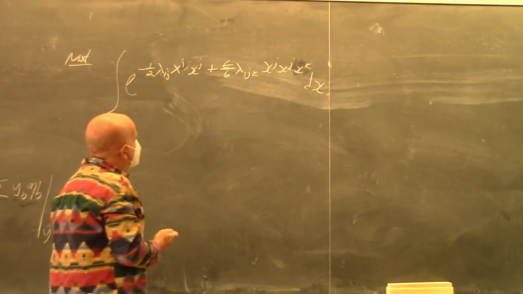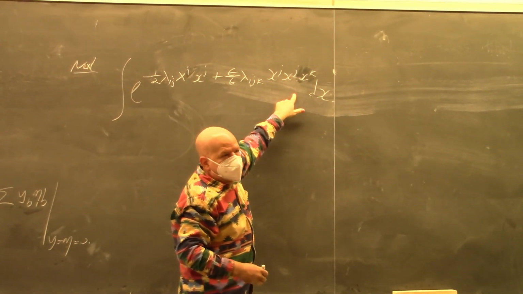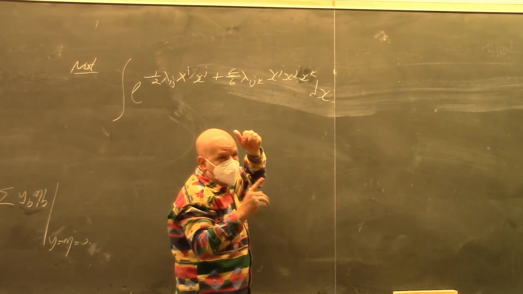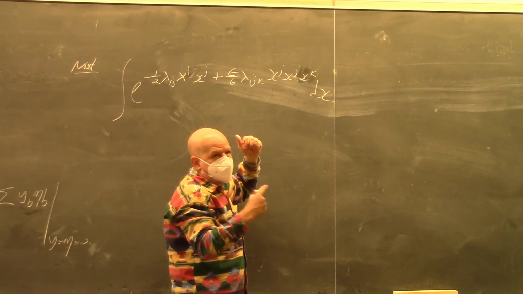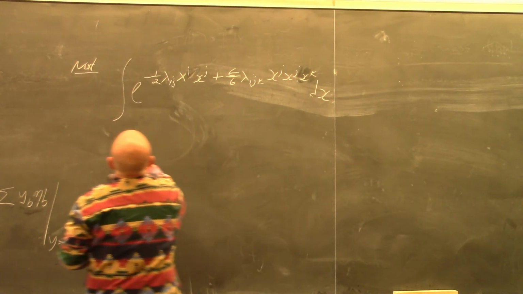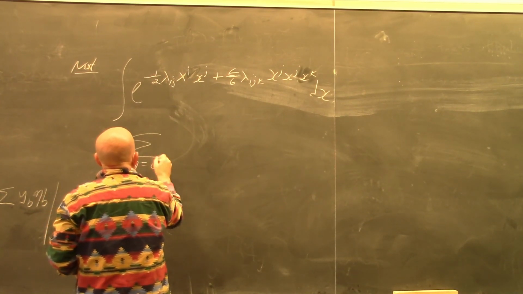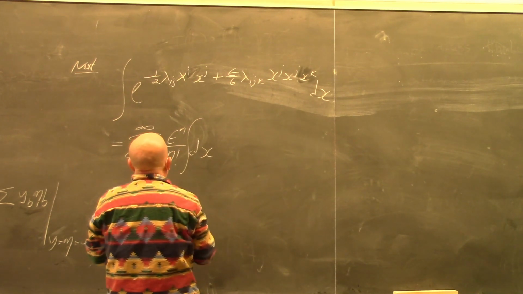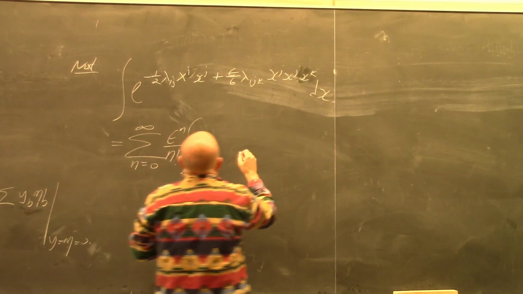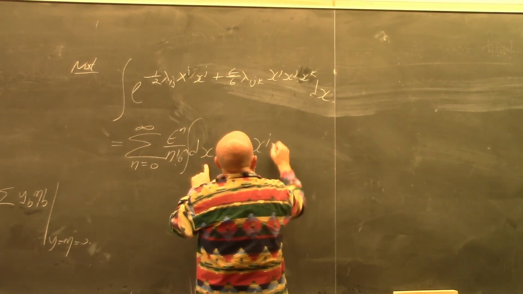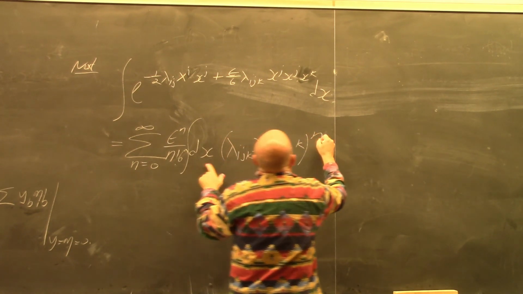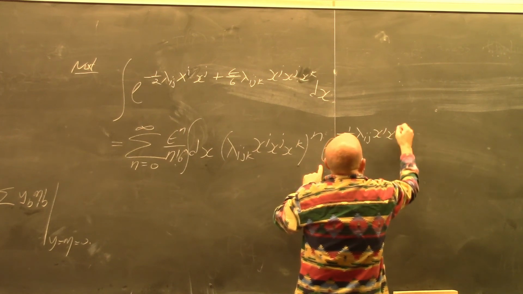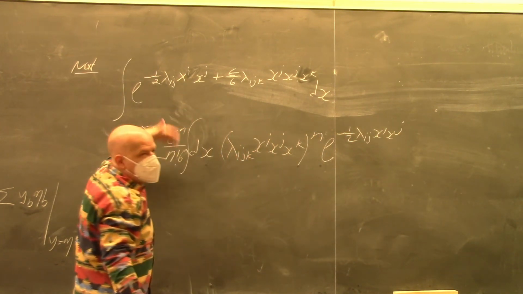Okay? So this is not a polynomial, but I can expand it as a power series in epsilon, and then if I just want to compute the expansion in epsilon, it becomes a sequence of polynomials. So basically, this is equal to the sum as n goes from 0 to infinity of the integral dx of epsilon to the n divided by n factorial, and in fact I can also put the 6 to the n out, and then lambda ijk xi xj xk to the power n e to the minus 1/2 lambda ij xi xj. Right. I just expanded in epsilon.